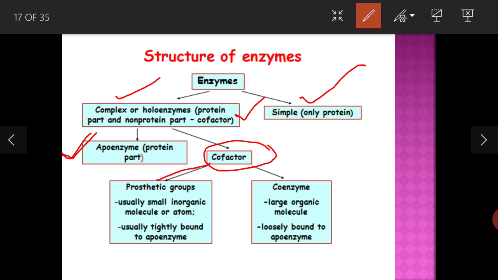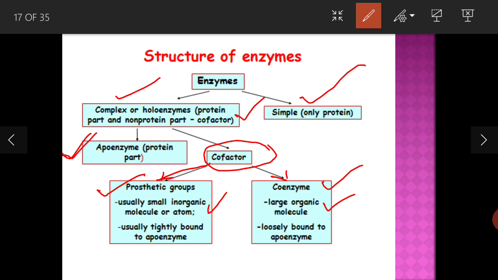Again, this cofactor or non-protein part is of two types. One is the inorganic molecules, usually the metal ions, and the other is the large organic molecules, usually named as coenzymes. And I have another term called prosthetic group. The prosthetic group is any compound, coenzyme or cofactor which is covalently bound to your enzyme protein.